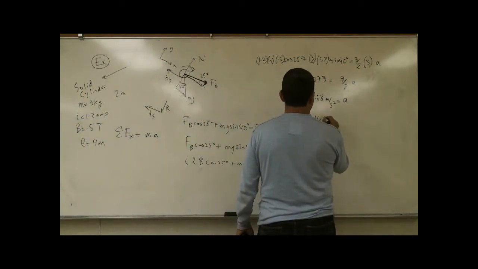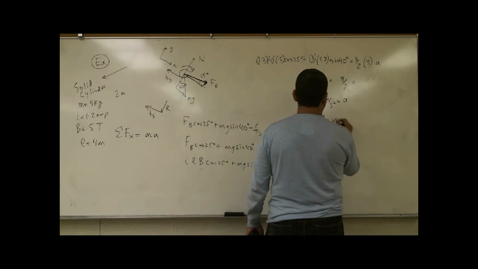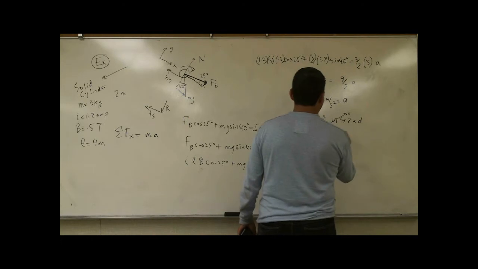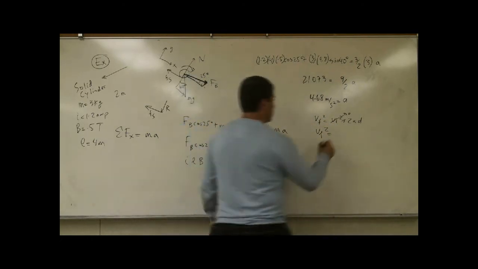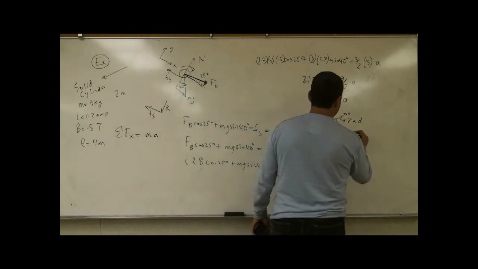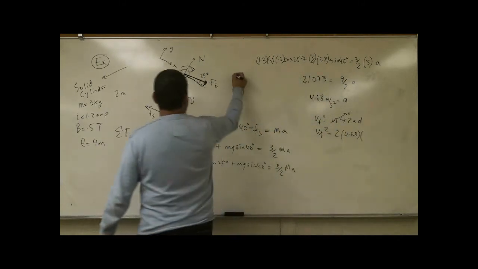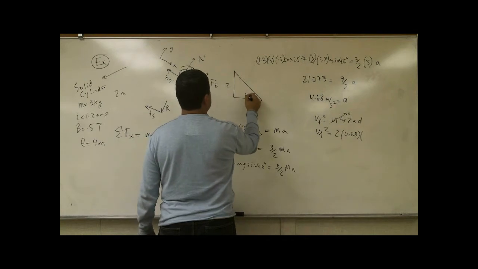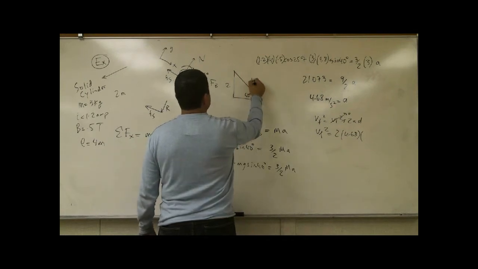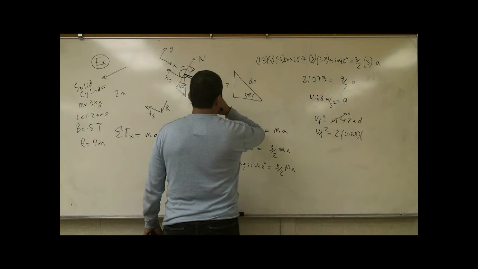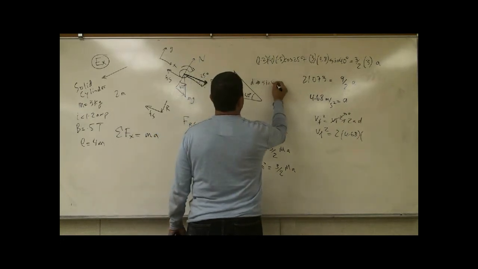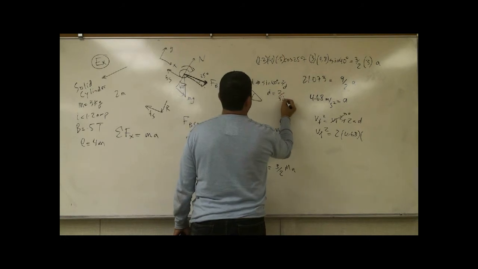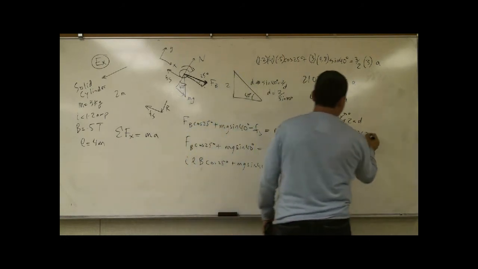V final squared is equal to V initial squared plus 2AD. And then it just becomes a mechanics problem, right? 2 times the acceleration times the distance. So what is the distance? If the height was 2 meters and this one was 40 degrees, the distance is equal to what? Sine of 40 is equal to 2 over d, therefore the distance is equal to 2 over sine 40. So we just put that here.